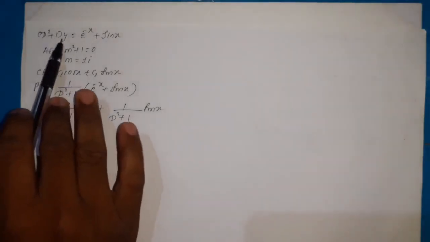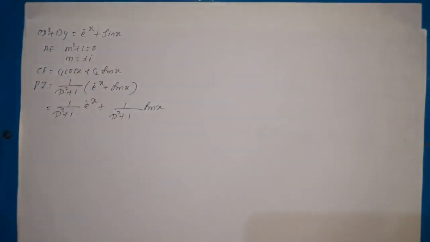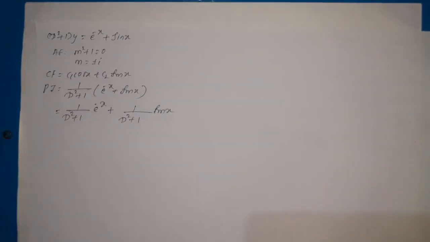The next example is d square plus 1 into y is equal to e power minus x plus sin x. Here the auxiliary equation is m square plus 1 equal to 0, then m equal to plus or minus i, and the complementary function is c1 cos x plus c2 sin x. Here also we have the sum of two functions, e power minus x and sin x.